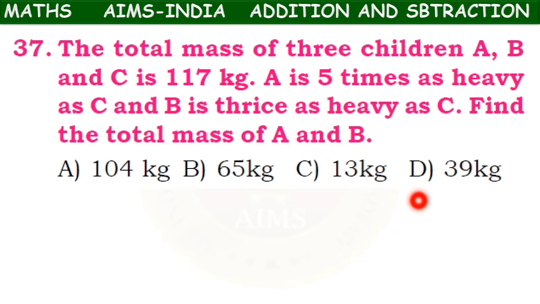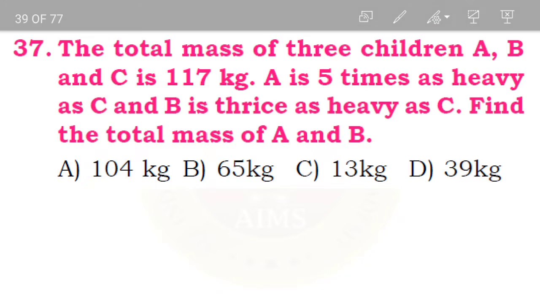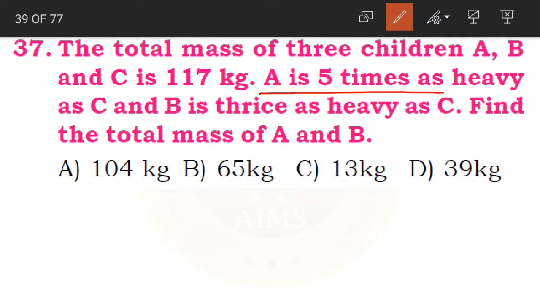Moving on to question number 37. The total mass of 3 children A, B and C is 117 kgs. A is 5 times as heavy as C and B is thrice as heavy as C. Find the total mass of A and B. Okay children, here you need to understand one thing. A is 5 times as heavy as C. A is equal to 5 times of C, that is nothing but 5C.